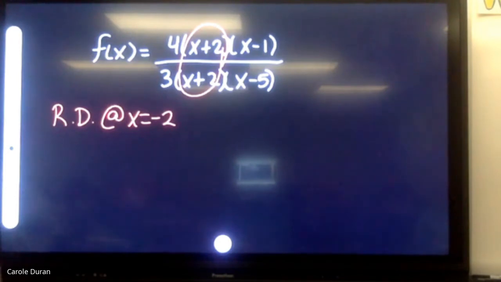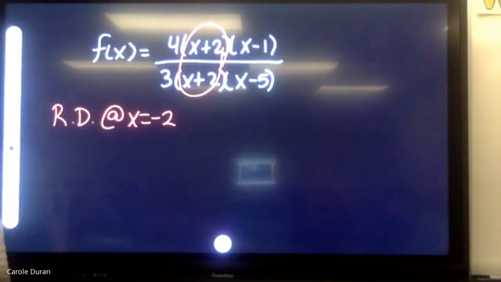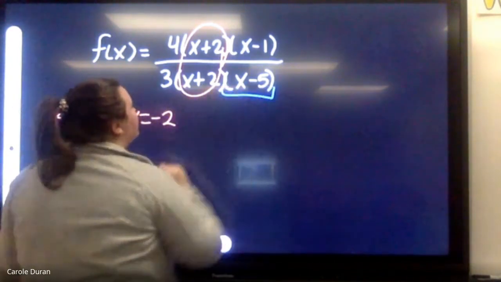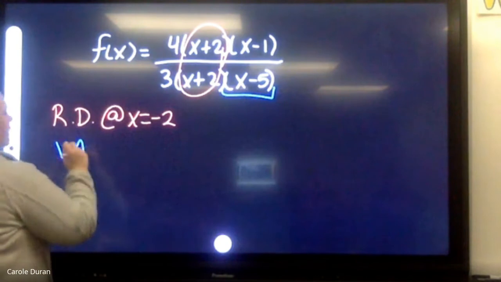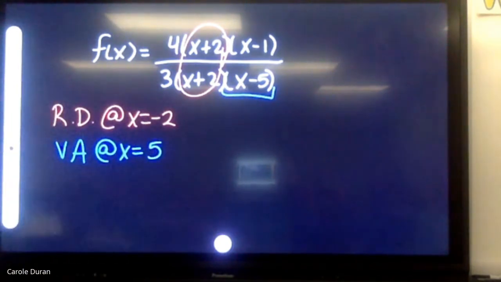How do I identify a vertical asymptote, or how do I know that one exists? Whatever's remaining at the bottom. Right, because a vertical asymptote is where my function is undefined. The only way to get undefined is to divide by 0, which means a 0 has to exist in my denominator. So I take any factor that's left in my denominator, and I set it equal to 0, and that will be my vertical asymptote. So here I have a vertical asymptote at x equals 5.